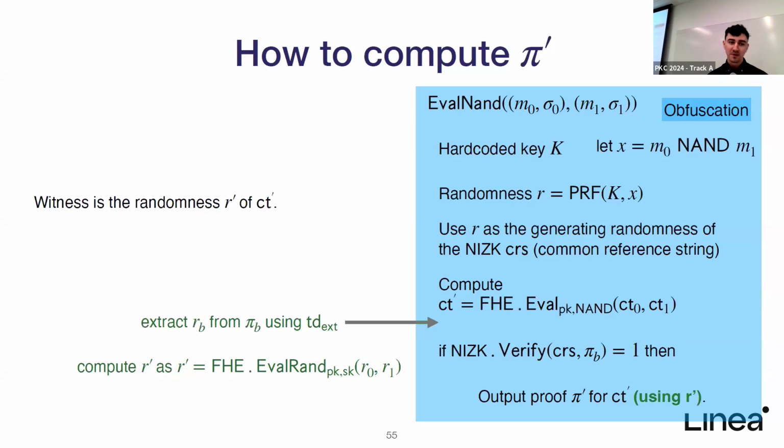So now more problems appear. Problem number one is, how do you compute this proof? You need a witness for it. You can't just compute it. And that is the randomness of the evaluated ciphertext.